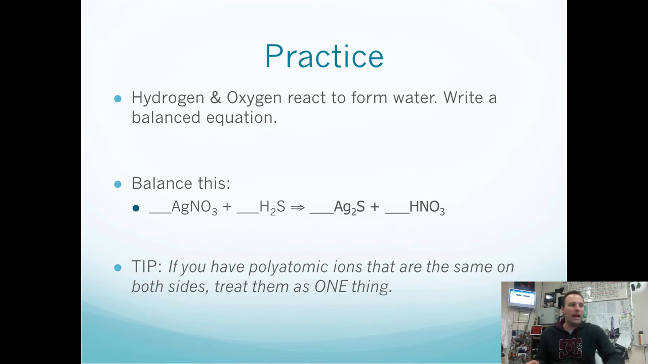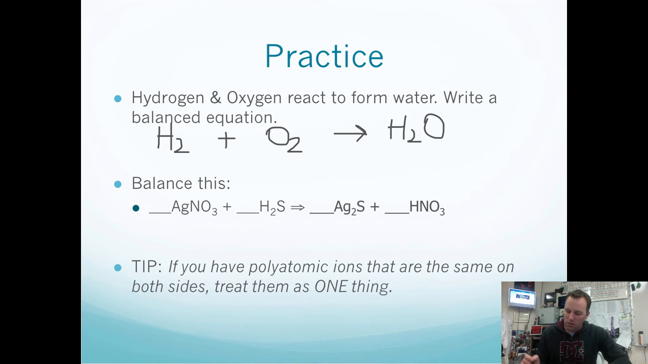So let's do some practice. Hydrogen and oxygen react to form water. Write a balanced equation. Hydrogen, remember, is one of our diatomic elements. That would be H2. Oxygen is also diatomic. That would be O2. They react to form water. We know the formula for water is H2O. So let's write down our elements underneath. We have hydrogen and we have oxygen.